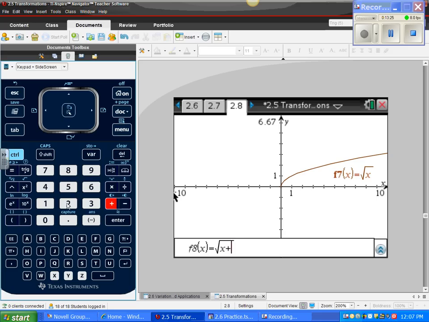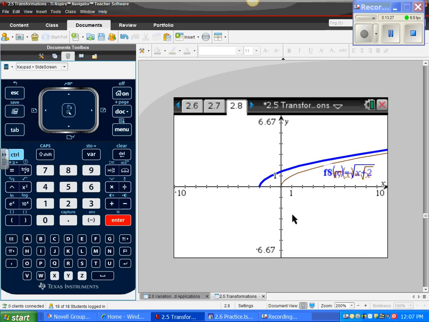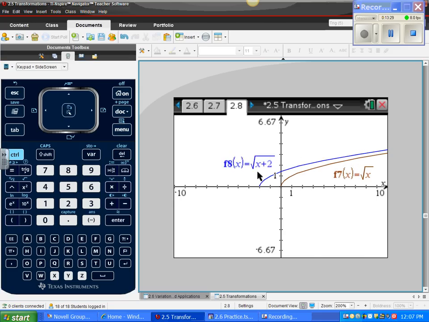Okay, so this one, again, is going to move us left, right? Take my label and move it. But then on top of that, I then subtracted 3. So from here, I'm going to shift down 3 units. Okay? So that has more than one translation. And you'll see a lot of them like that.